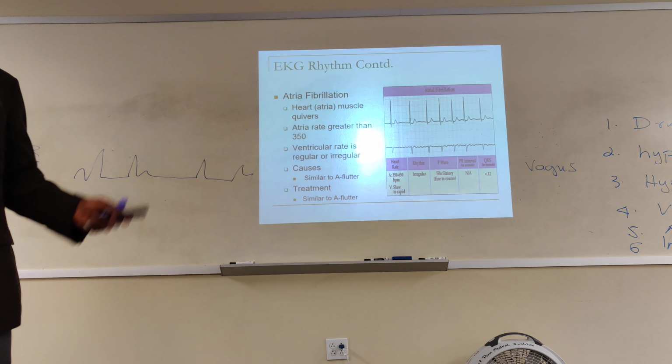Okay? And they can be regular or irregular. Okay, so causes similar to atrial flutter, treatment similar to atrial flutter. So we're going to start by giving them medications like beta blockers to slow down the heart. But now if symptoms are becoming unbearable, we're going to cardiovert the patient. We're going to shock the patient.